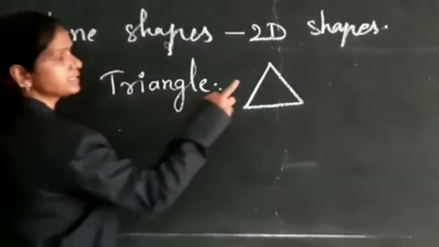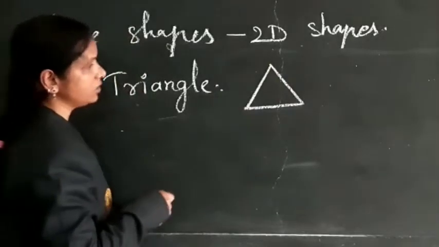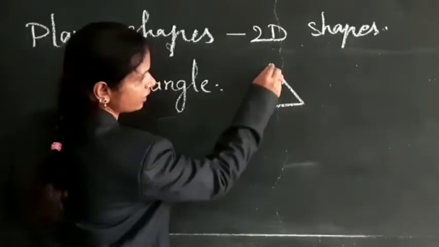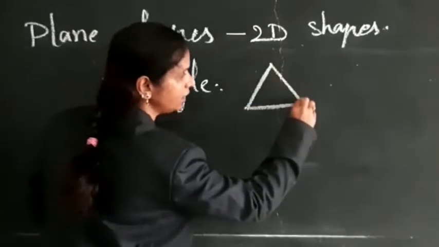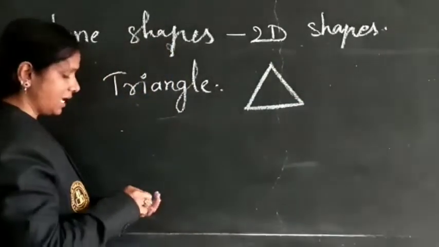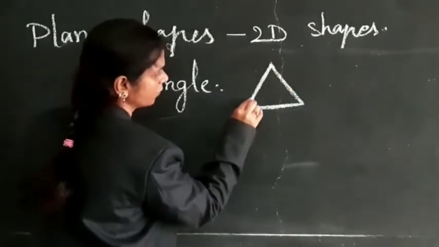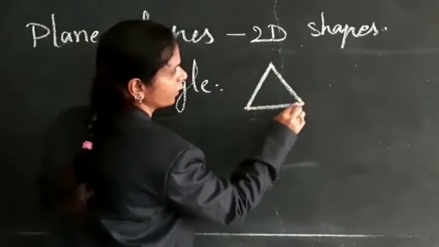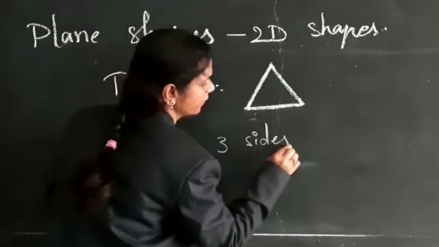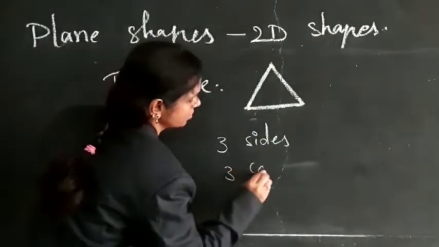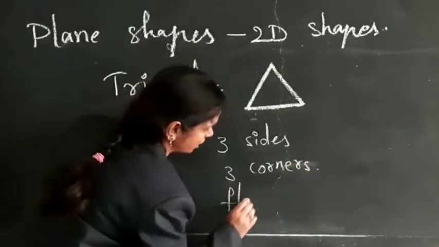Triangle here. A triangle has three sides and three corners. See, it looks like this. Here you see the sides I am showing you with a different color. 1, 2, and 3. It has three sides, and here corners, 1, 2, 3. Means a triangle has three sides and three corners, and it is also a flat shape.